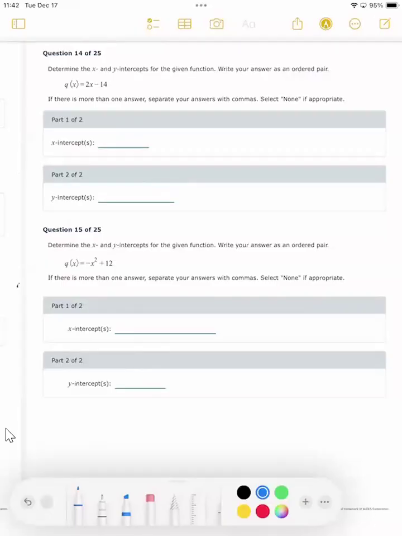Question number 14. We want to determine the x and y intercepts for the given function.